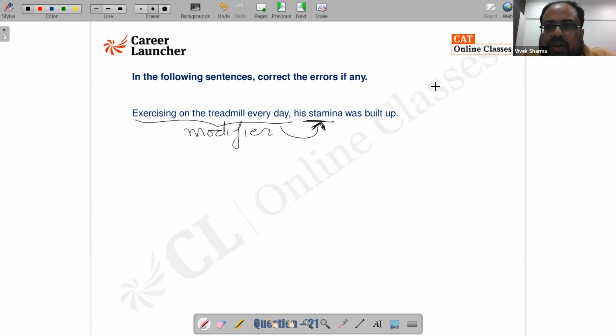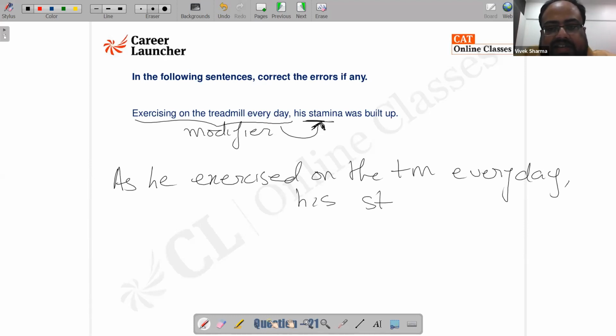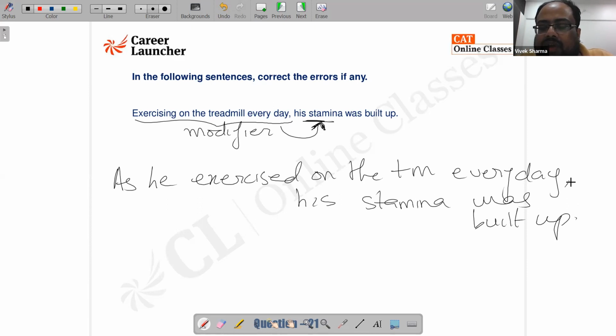Right? So if I have to correct this sentence, one way of correcting this sentence is: as he exercised on the treadmill every day, TM is treadmill, every day, his stamina was built up. This is one way of correcting it. Right? This is one way of correcting it.